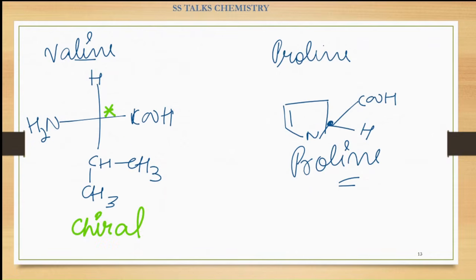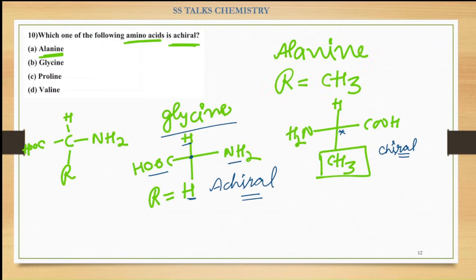One correction you can make over here: this double bond is not there. Make sure you learn all the 20 structures of the amino acids. Now let us move on to the next question. The correct answer will be glycine over here, that is achiral in nature.